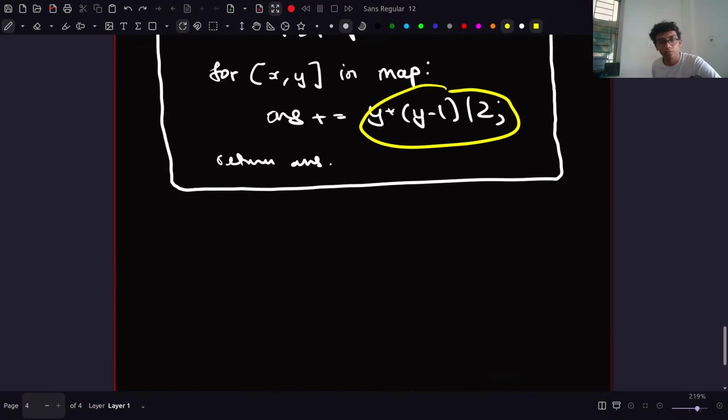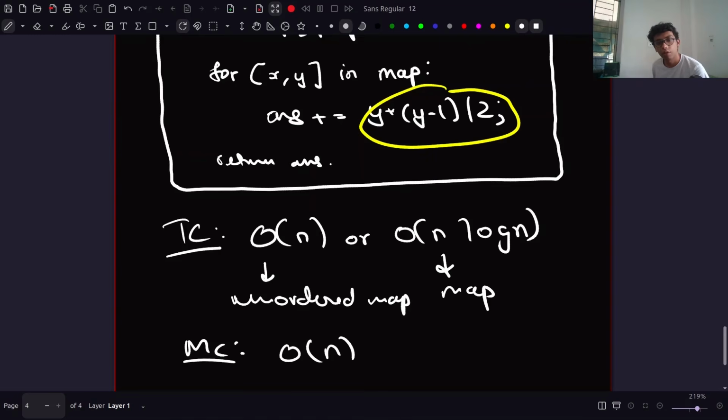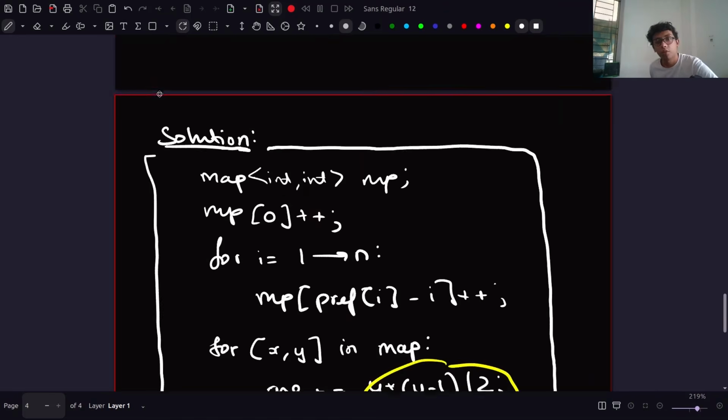What is the time and memory complexity of this solution? The time complexity is big O of n or big O of n log n, depending on whether you use map or unordered map. So this is for map and this is for unordered map, and the memory complexity is big O of n. So that's pretty much it for the problem.